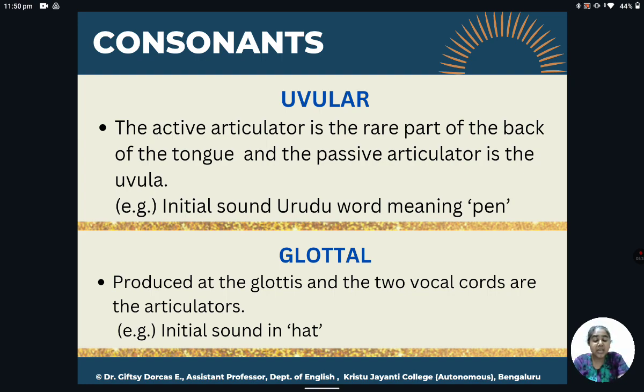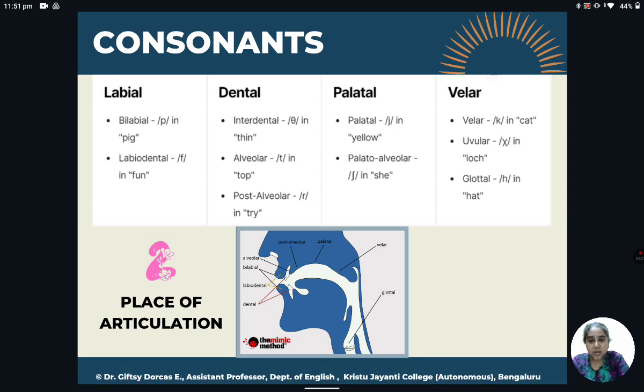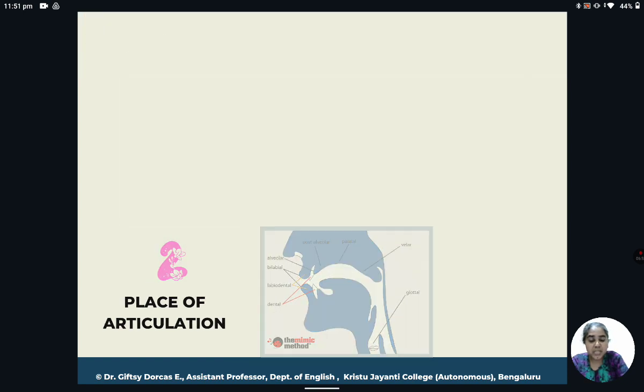The initial sound h as in hat. So this was about the consonants based on the place of articulation. They can be classified as labial, bilabial and labiodental, dental. You have interdental, alveolar and post-alveolar. Then you have the palatal sounds, that is the palatal and the palato-alveolar. Then you have the velar sounds, velar, uvula and glottal sounds. This is a classification based on place of articulation.